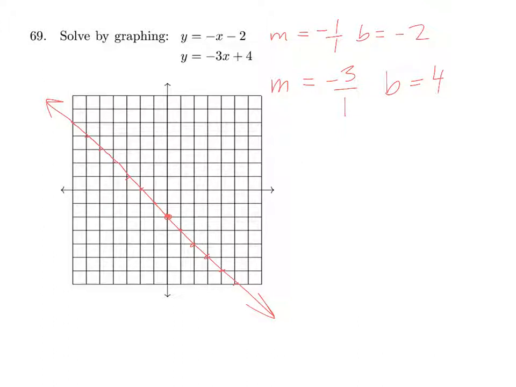And then I have 4. I'm going down 3, right 1. Down 3, right 1. Boom. Up 3, back 1. So here's my second line. And here is the point of intersection. That's what you're looking for. That's how you solve the problem.